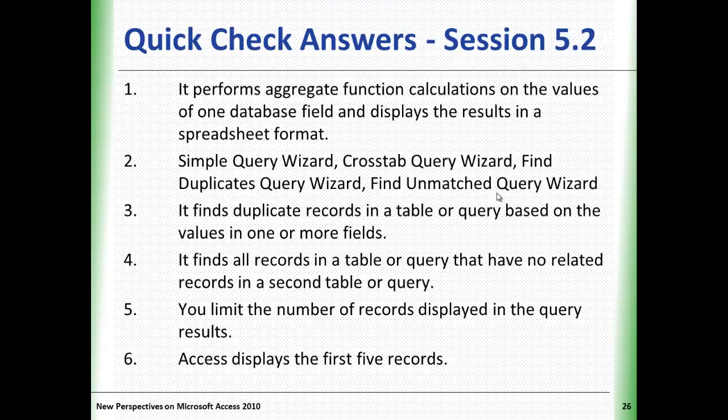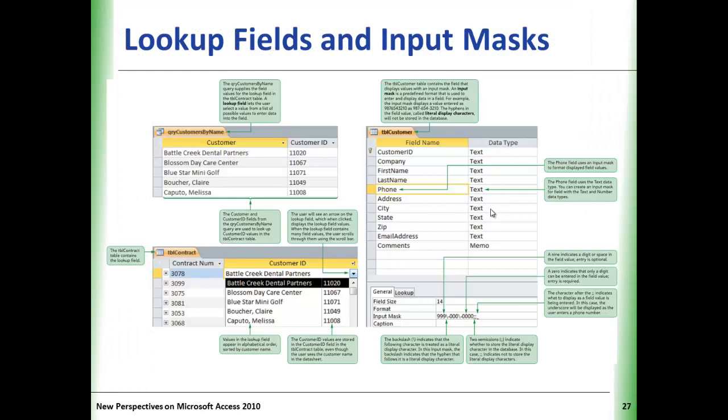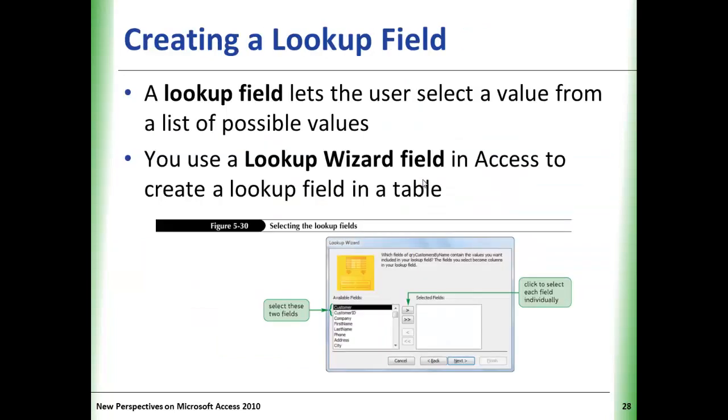Our quick check answers again. We're also going to be looking at lookup fields and input masks. Now, as I mentioned earlier, oftentimes we're not allowed to have access to the tables within our database. We link to the tables and we manipulate the data on our desktop. So what we're going to see in Tutorial 5 is putting lookup fields in the table. And then in Tutorial 6 we're going to pull those lookup fields out and we're going to see how to do them in the form.